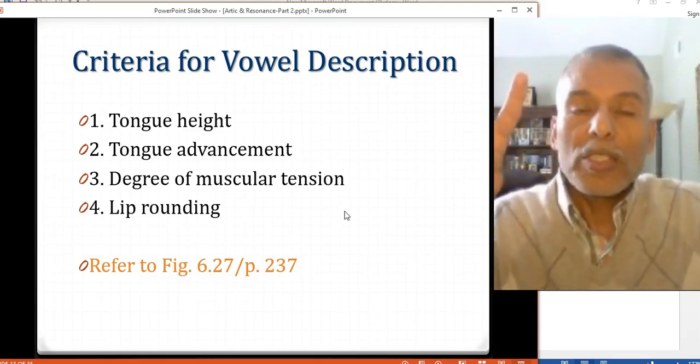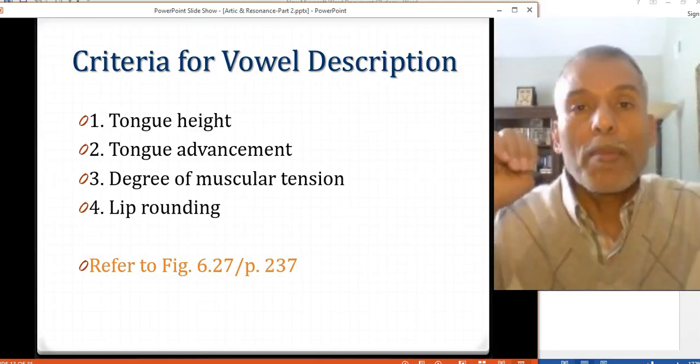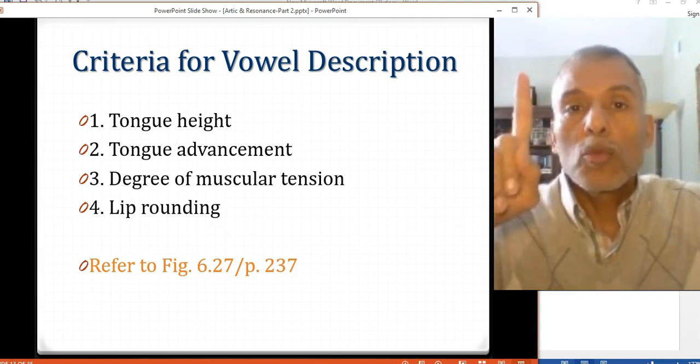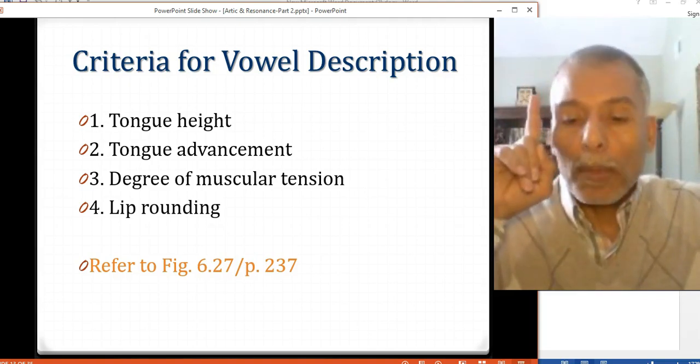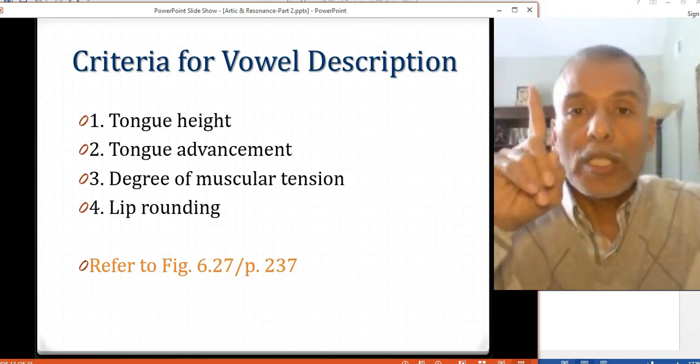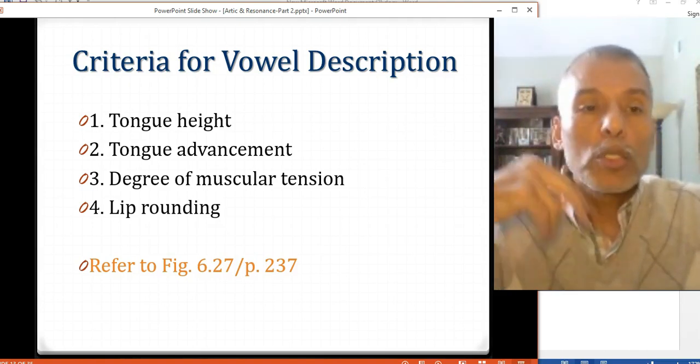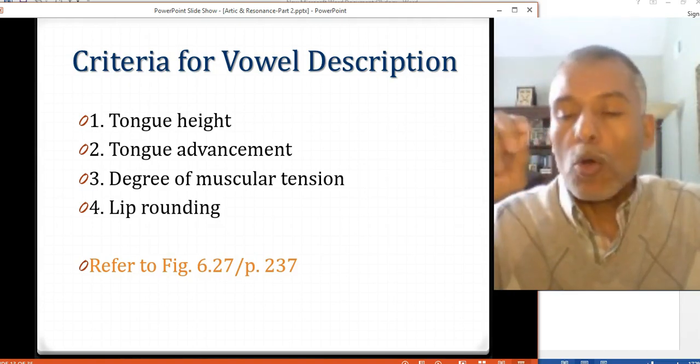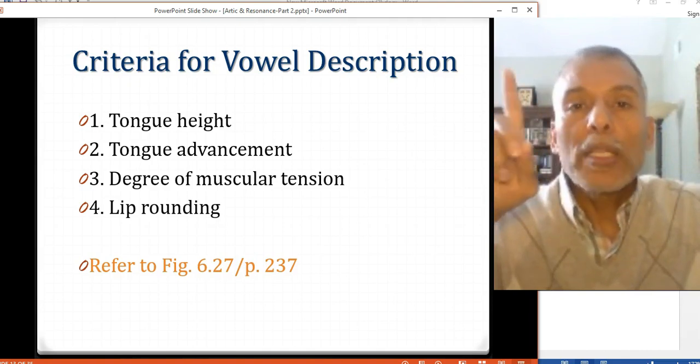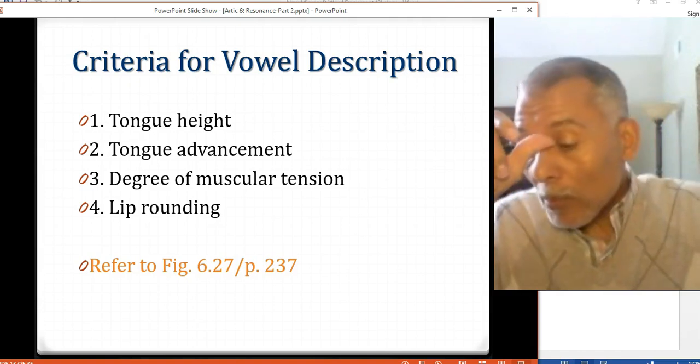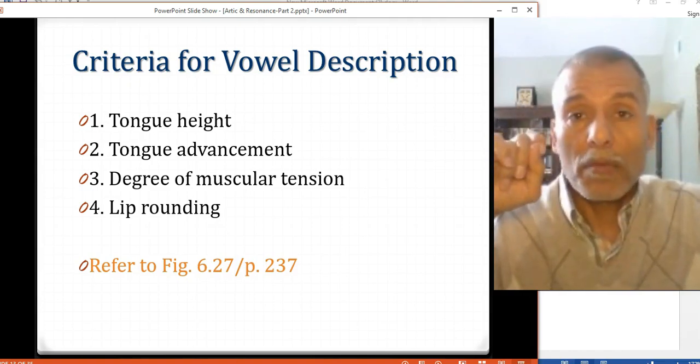There are 4 characteristics that we use to describe a vowel. The goal is to create a description that applies uniquely to each individual vowel. So when you hear a description, you know for sure that only this particular vowel is going to accept it, or it can only apply to this particular vowel.